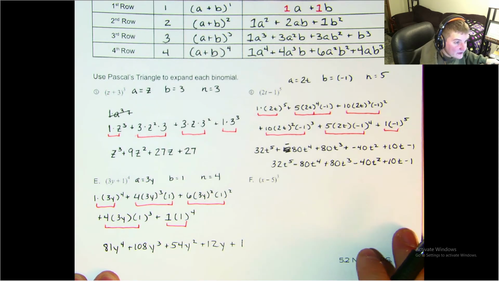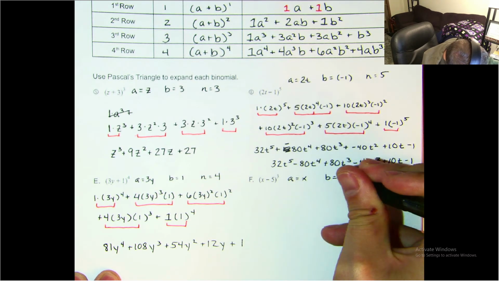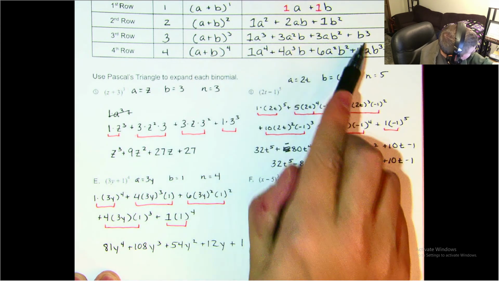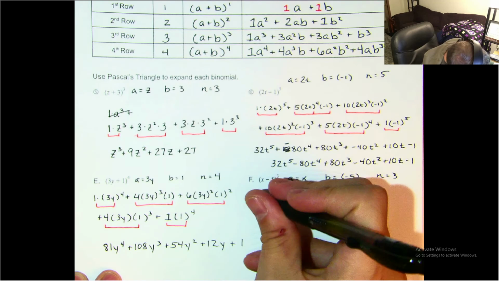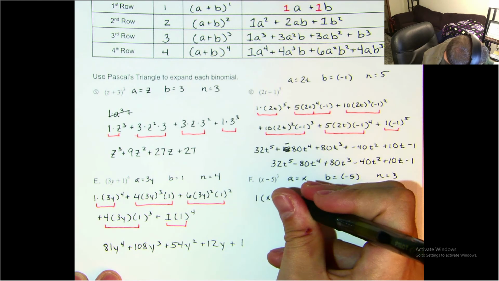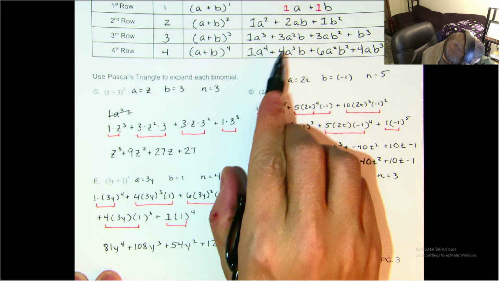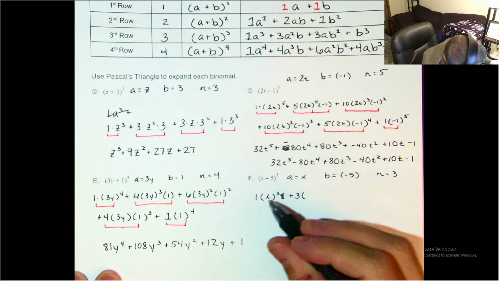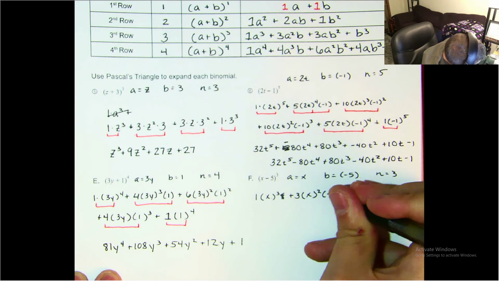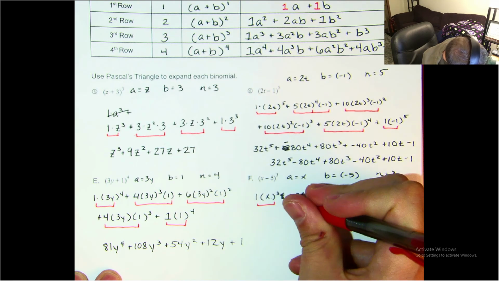Let's do F. F is a binomial, so that means my a value here is x, and my b value here is -5. And we're going to the third power. Okay? 1, 3, 3, 1. So we're going to have 1 times a to the third power, and that's it. I don't have to write b because b starts low, a starts high. Okay, plus 3 a to the second, and then b to the first power. Okay, first cell, second cell.